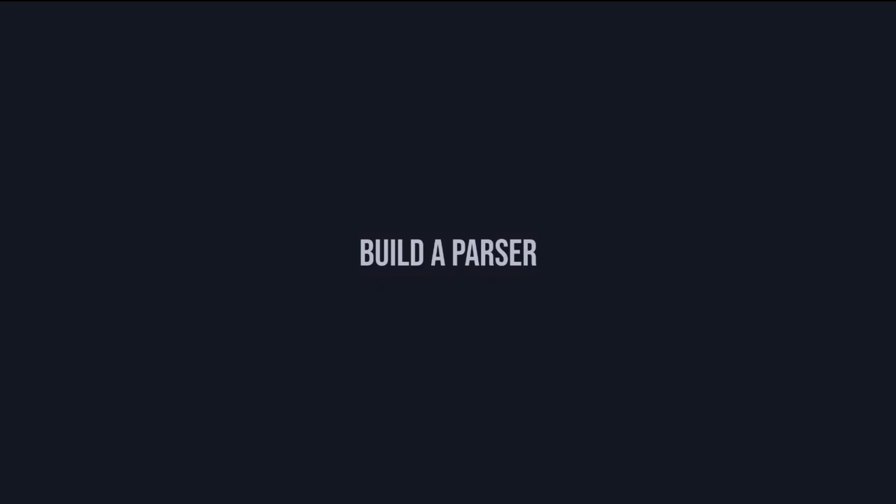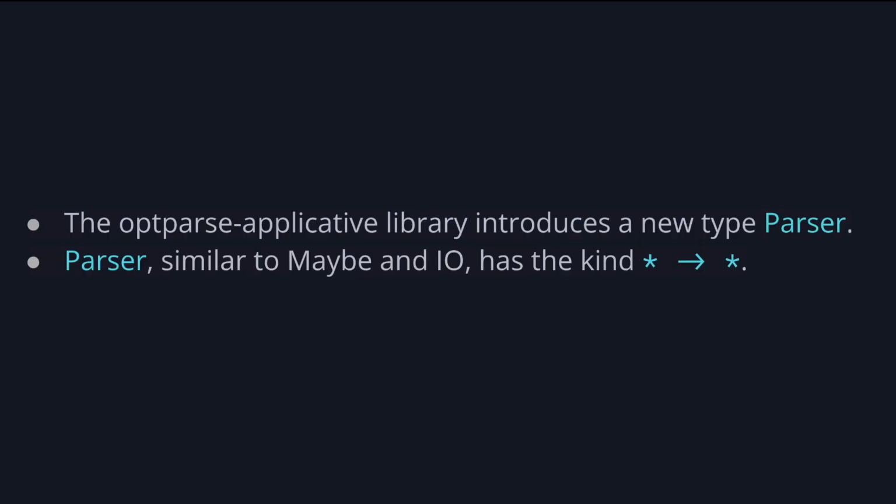This is the most interesting part of the process. How do we build a parser that fits our model? The optparse-applicative library introduces a new type called Parser. Parser, similar to Maybe and IO, has the kind Type to Type. When it's applied with a saturated or concrete type, such as Int, Bool, or Options, it can become a saturated type, one that has values.